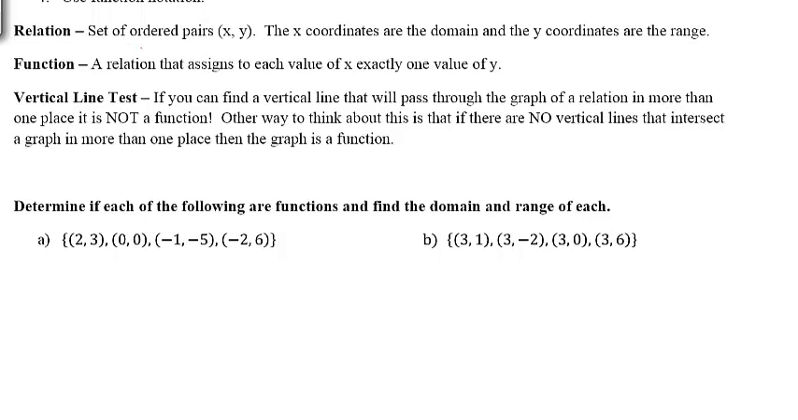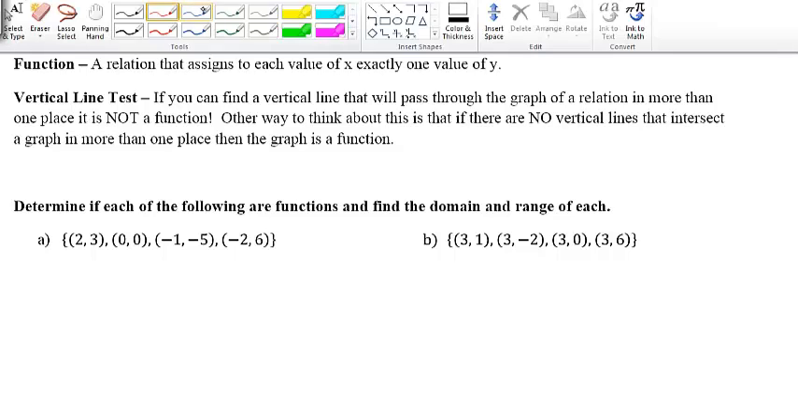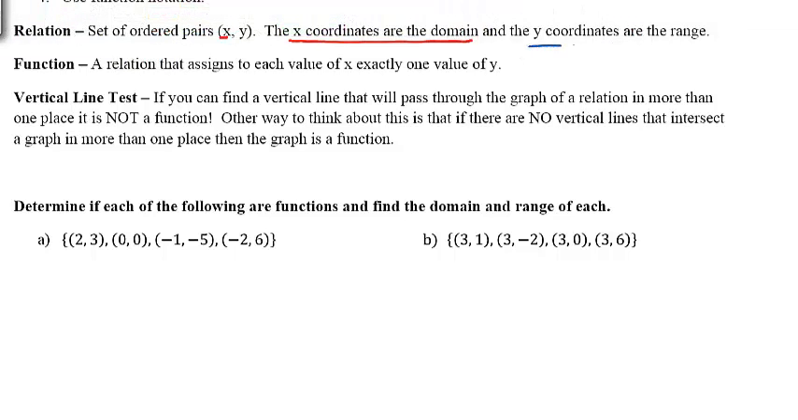So the first thing that we need to talk about is what a relation is. And a relation is just any set of ordered pairs x, y. So x is always going to be the first coordinate and y the second coordinate. The x coordinates are the domain. So all of the first values in the ordered pair makes up your domain. And the set of all y coordinates is the range. So all of the second values in that ordered pair will make up your range.